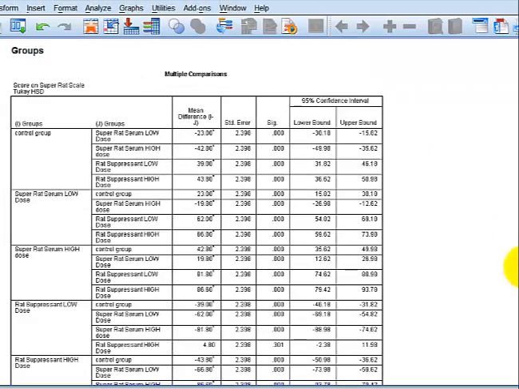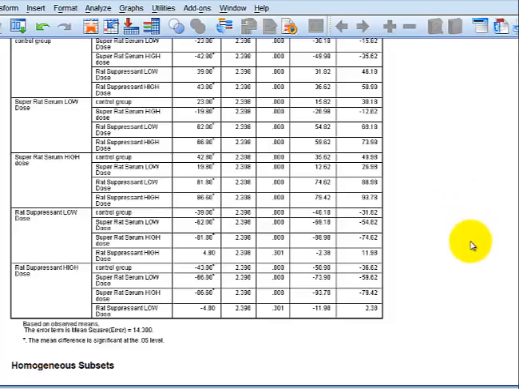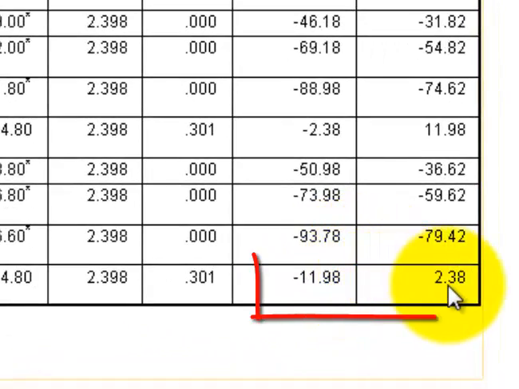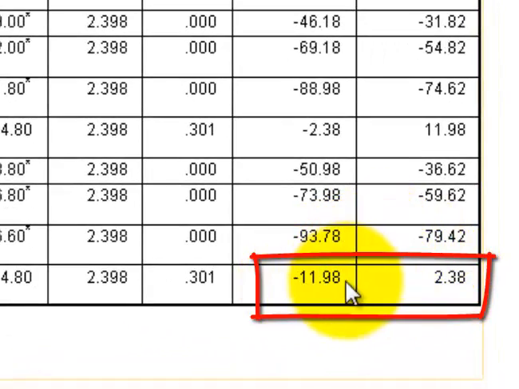If you look at the confidence interval, okay, big one, confidence interval. The confidence interval of the difference of the means between the high suppressant and the low suppressant, you'll notice it starts at about -12 and goes all the way up to +2. So what that means is 0 is in this confidence interval.